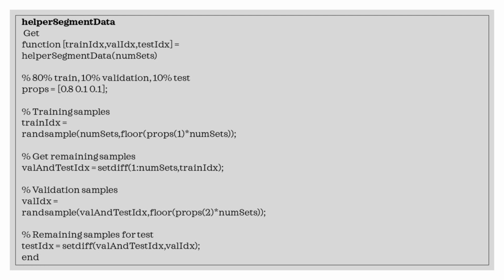This line defines a MATLAB function named helperSegmentData that takes one input argument numsets and returns three output arguments: trainIDX, valIDX, and testIDX.